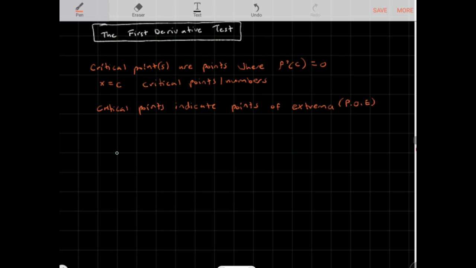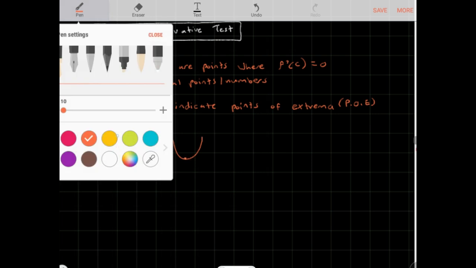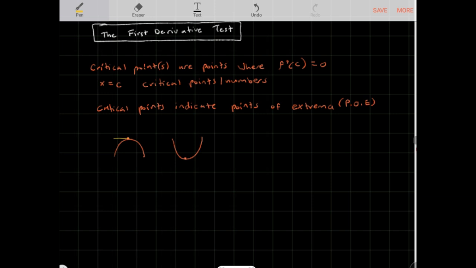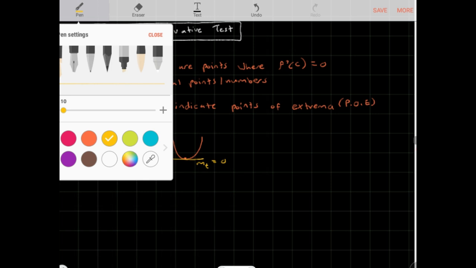Now, basically, we understand that a maximum point is going to be concave down and a minimum point concave up, right? Both of these points are going to have a tangent slope equal to 0. So the slope of the tangent at both of these points is equal to 0, and that's why we let the first derivative equal 0, right? But furthermore, critical points can also be used to determine intervals.